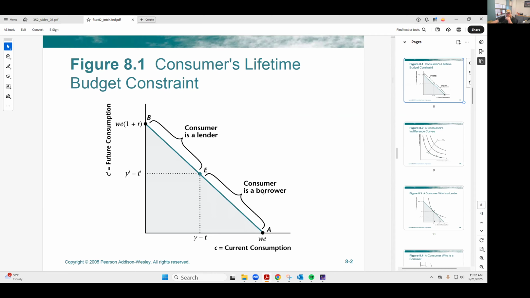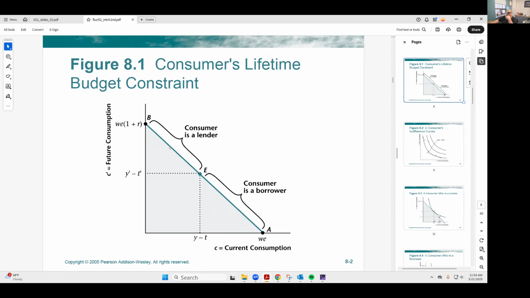So if you consume somewhere down here on your budget constraint, you're a borrower. If you're over here, you can see period one consumption is very low and period two consumption is quite high. Here, you're a saver. Now, this textbook refers to the individual as a lender, but I think it makes a lot more sense to think about these individuals as savers.